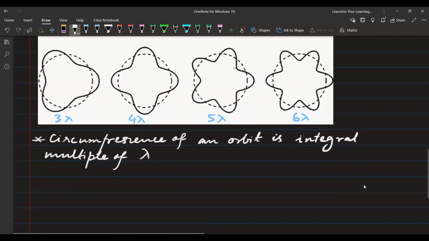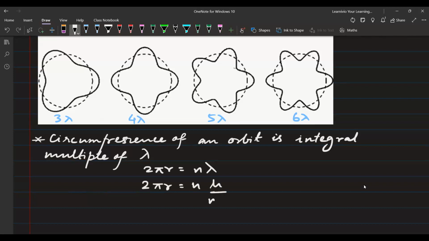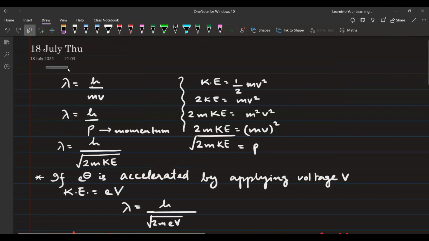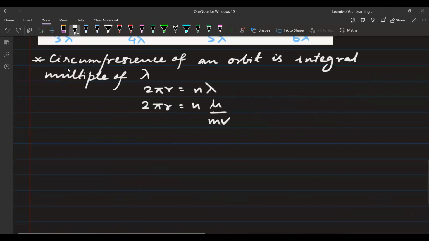Now he gave the mathematical proof. Circumference of a circle or an orbit can be given 2 pi r, which will be equal to n lambda. That means n is any number, n is the orbit number, principal quantum number 1, 2, 3, 4 कुछ भी हो सकता है. So we can also write 2 pi r, it is equal to n h upon mv. ये h upon mv कहाँ से आया? From the de Broglie hypothesis. Lambda is equal to h upon mv यहाँ से. So we have substituted that value here, n h upon mv.